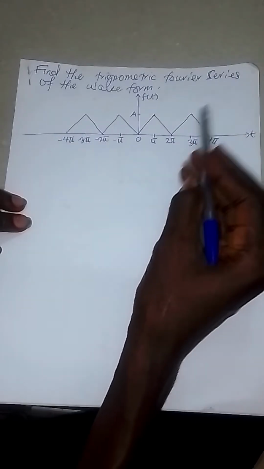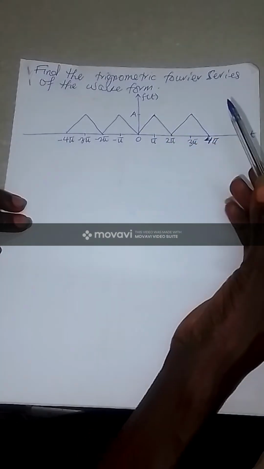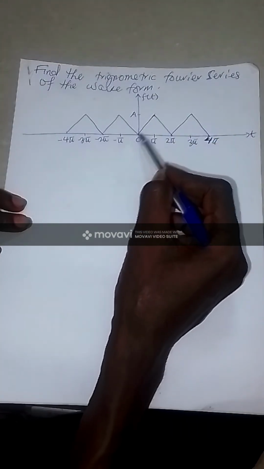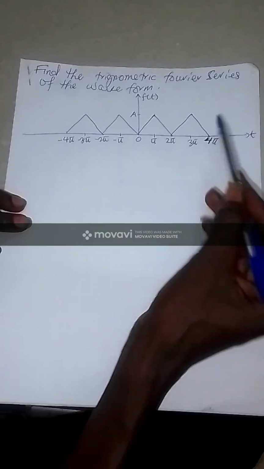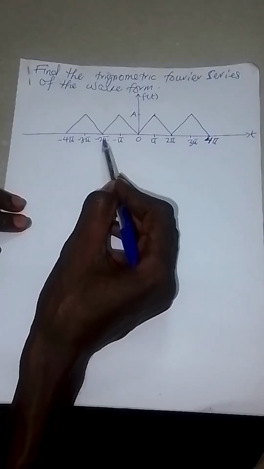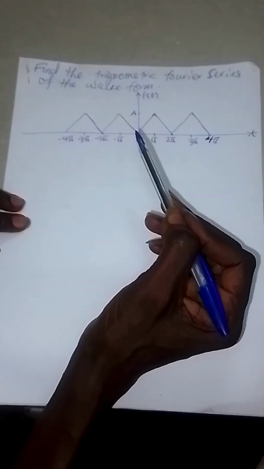Here, the period is the interval at which the signal repeats itself. If you take a look from 0 to 2 pi, it's repeating itself. 2 pi to 4 pi is repeating itself. Minus 4 pi to minus 2 pi is repeating itself. Minus 2 pi to 0 is repeating itself.